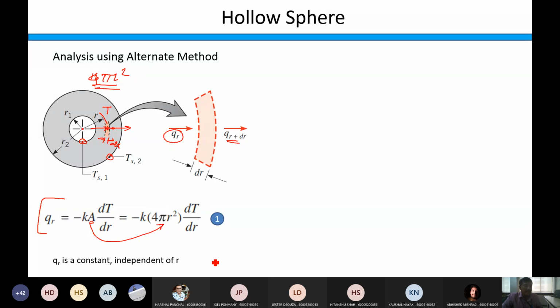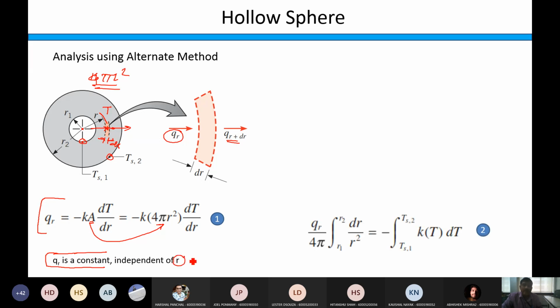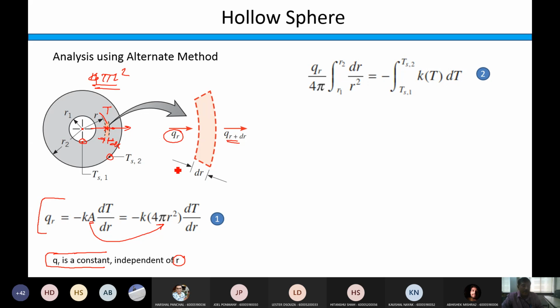And now I am using the variable separable method. qr is constant. I have been saying this again and again. qr is not going to depend on r. So I am writing qr divided by 4 pi on this side. So qr by 4 pi, and then the r terms I am taking on the left hand side: integral of dr upon r square. This r square goes on the left hand side, and the limits will be r1 to r2.